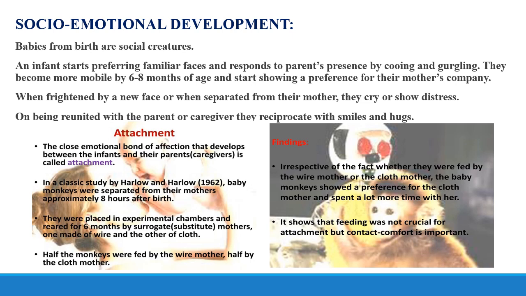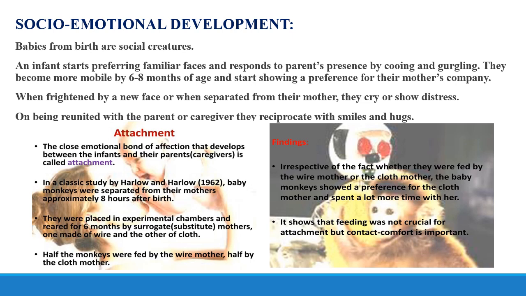Alright? So, in a classic study by Harlow and Harlow in 1962, baby monkeys were separated from their mothers approximately 8 hours after birth, and they were placed in experimental chambers and reared for 6 months by surrogate, that is substitute, mothers, one made of wire and the other of cloth. Half the monkeys were fed by the wire mother and half by the cloth mother. This was a classic study carried out by Harlow and Harlow in 1962, and it was basically to find the attachment theory.